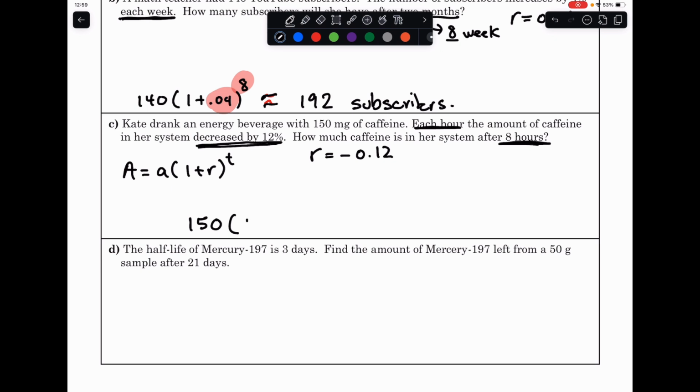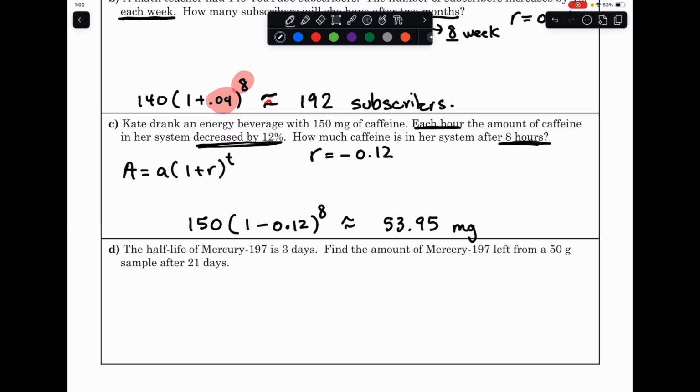So we have 1, and we're going to add a negative 0.12, which is the same thing as simply subtracting that value. So instead of adding a negative, I'm just going to subtract it and raise that to the power of 8. And then plugging this into the calculator, we end up with a total of 53.95 milligrams. So there's your answer. And let's look at one more example.